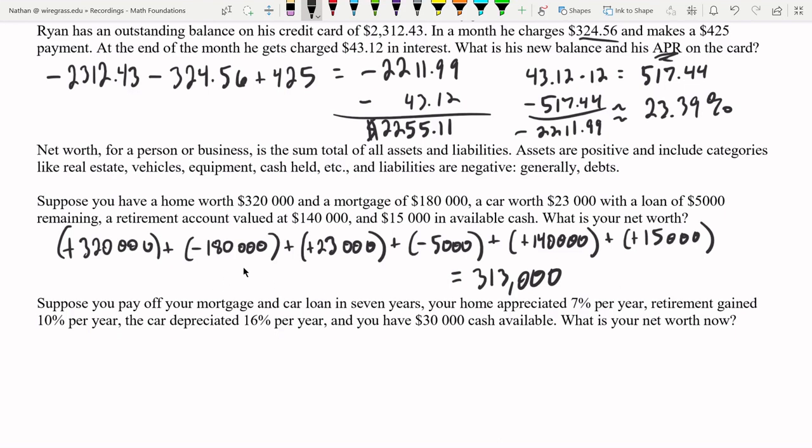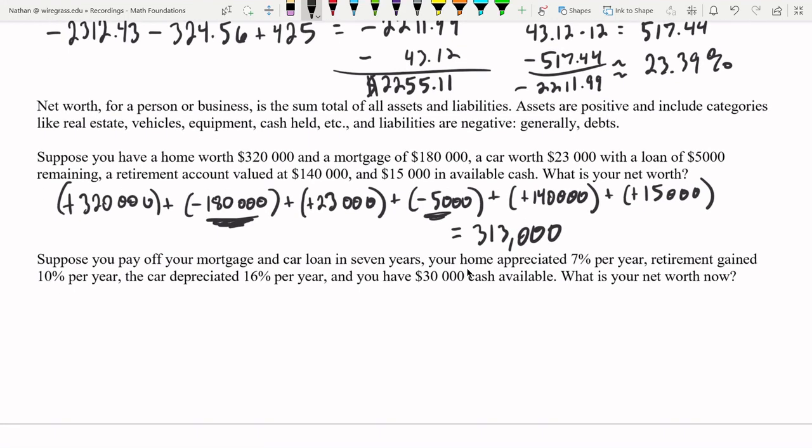And if we were to get rid of this, that would be pretty much a straight up addition of $180,000. Same thing with this. This would be an additional $5,000 if we got out of debt. That's what we're going to be looking at next here. We're going to say, suppose you pay off your mortgage and car loan in 7 years.